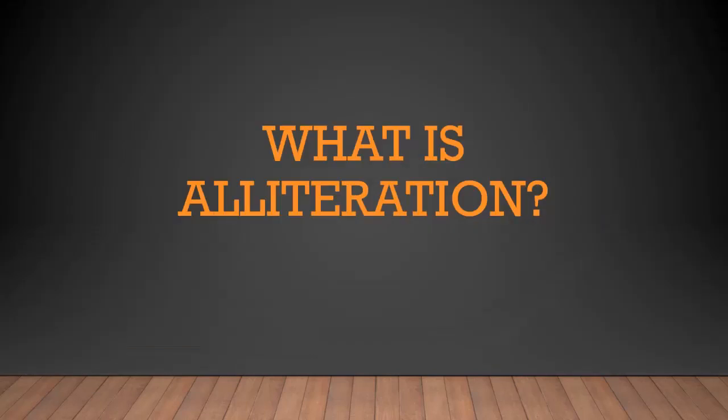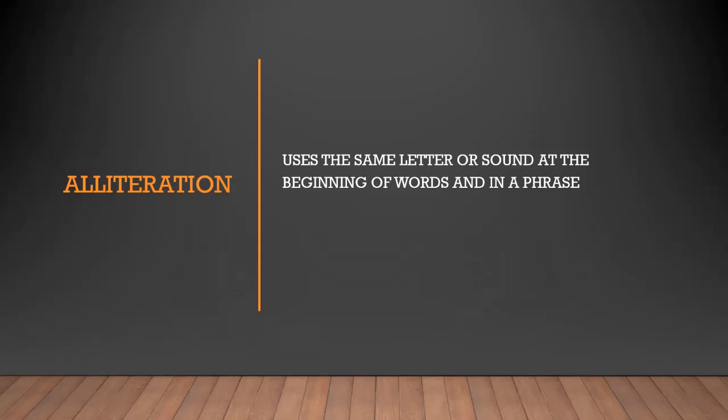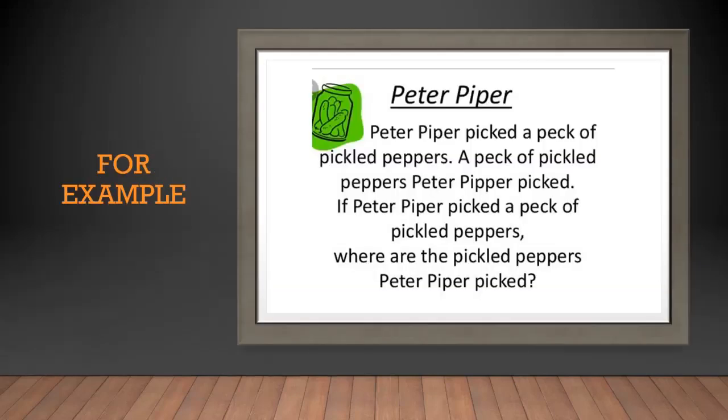What is alliteration? Alliteration is used to express very funny different types of stories. So alliteration uses the same letter or sound at the beginning of words and in a phrase. So to help you further understand what alliteration is, we have an example on this following page.